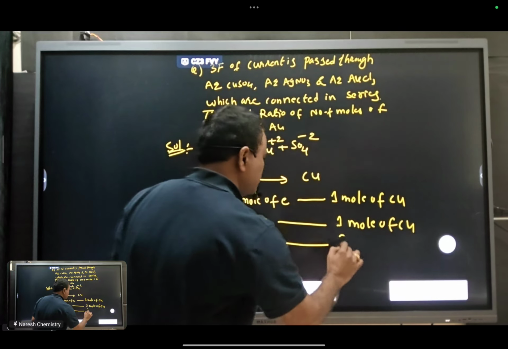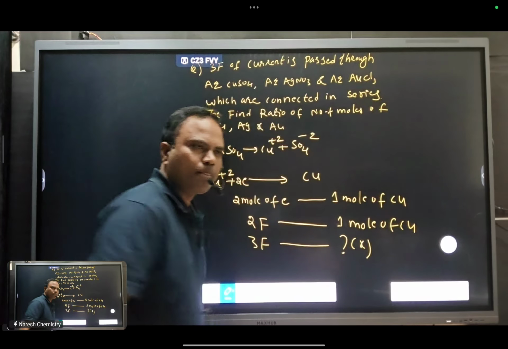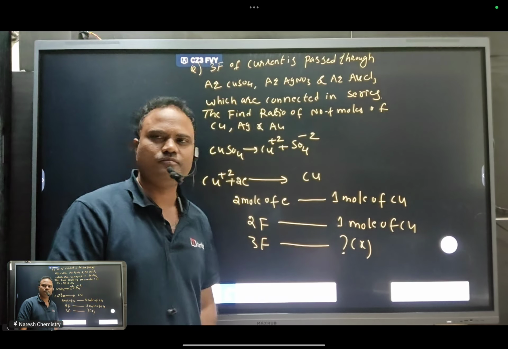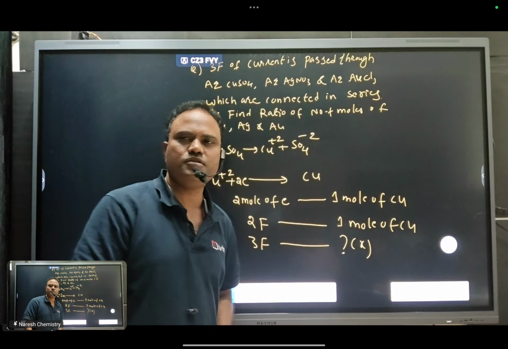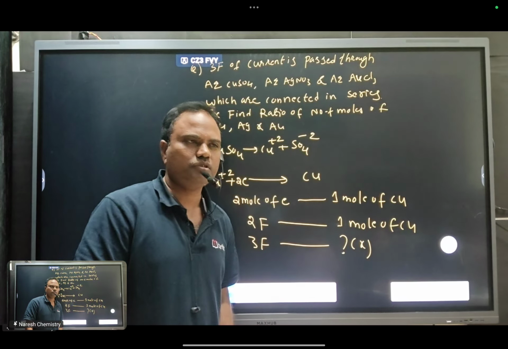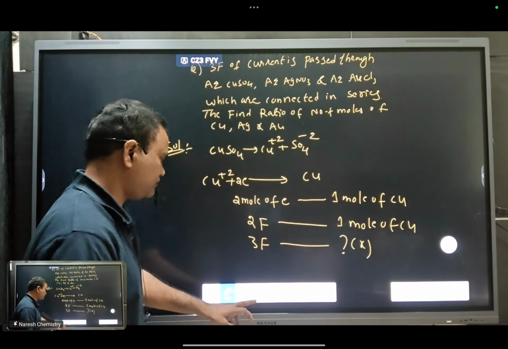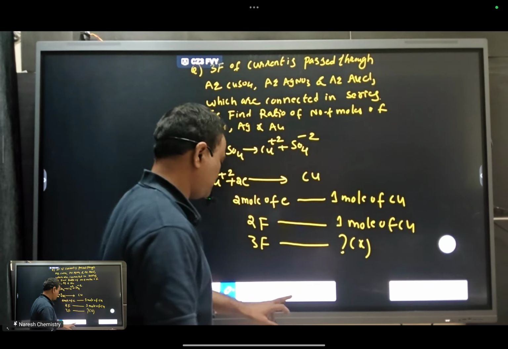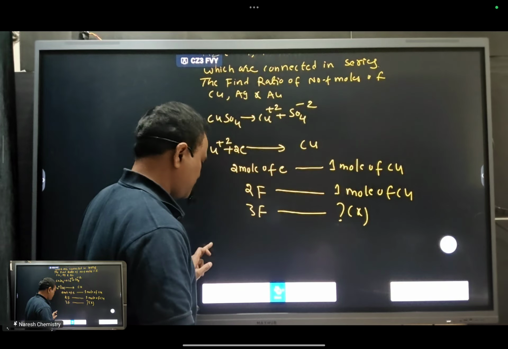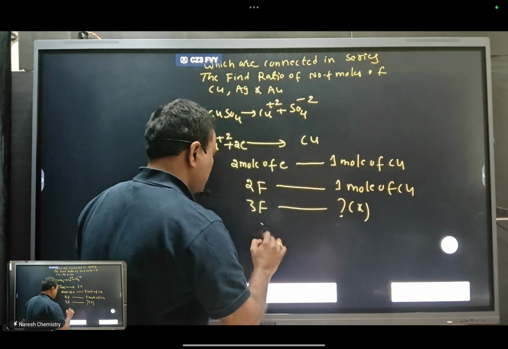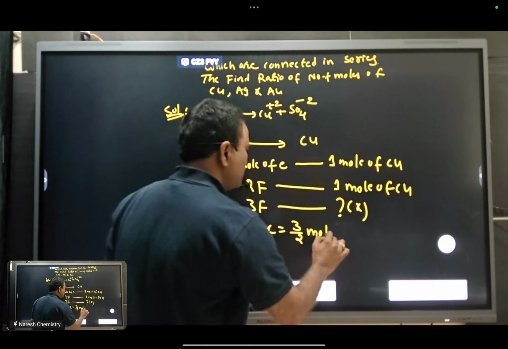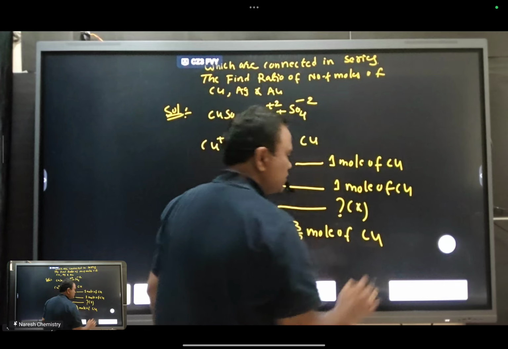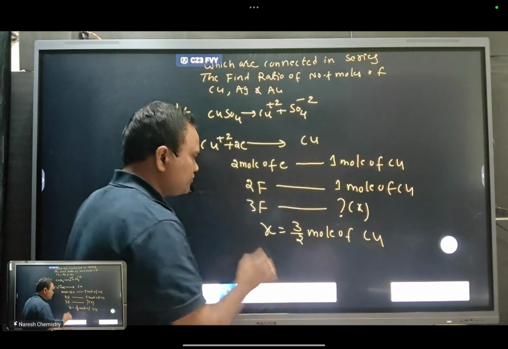3 Faraday is equal to X. Tell me the X value. 1.5. In terms of fractions, tell me in terms of 3 by 2. So X is equal to 3 by 2 moles of copper. Remember this value.